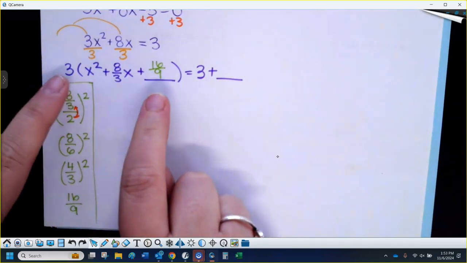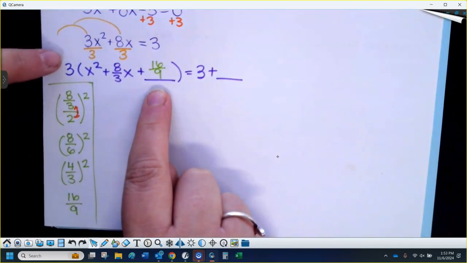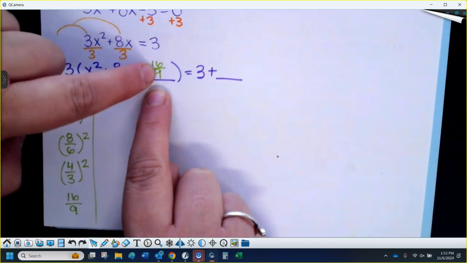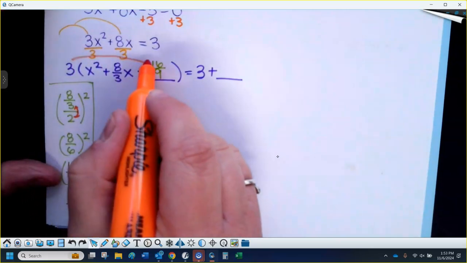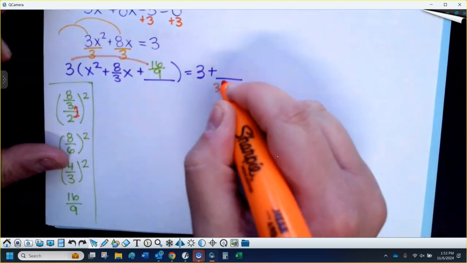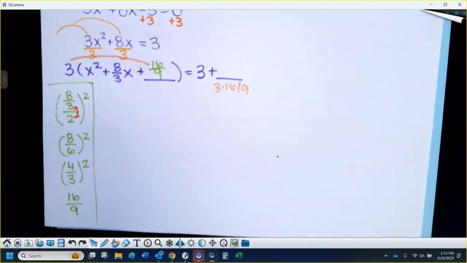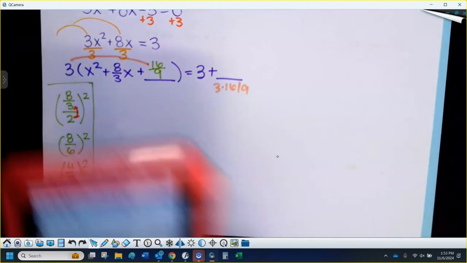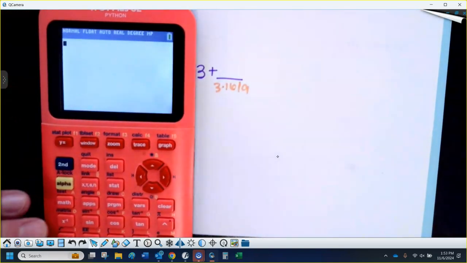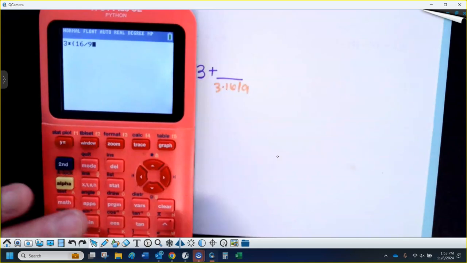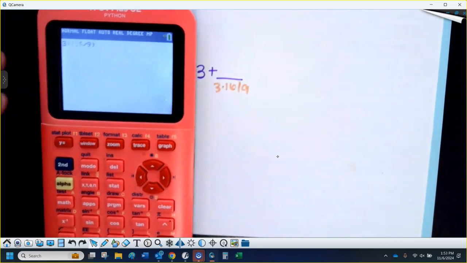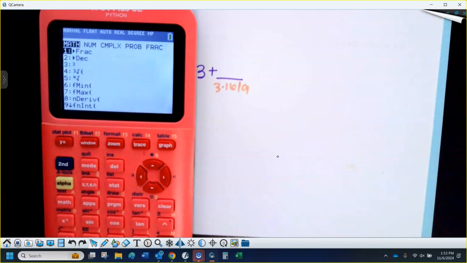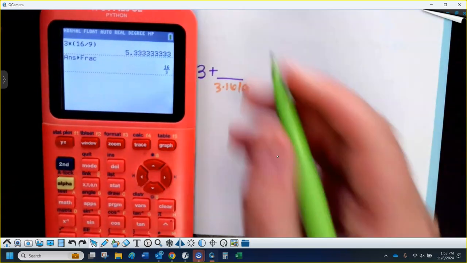Exactly. Okay, so really what I'm adding here, because I have a 3 out in front of these parentheses, is 3 times this. So you don't have to write this on your paper, but what I really added to this side is whatever 3 times 16 over 9 is. If you take a number multiplied by a fraction, you could do this in your calculator if you want to, do 3 times 16 over 9. Make sure you put the 16 over 9 separate. Otherwise, the calculator will do 3 times 16 and then divide the whole thing by 9. So we want to make sure we multiply it by that fraction. And then you can do your math, enter, and that'll be 16 over 3.